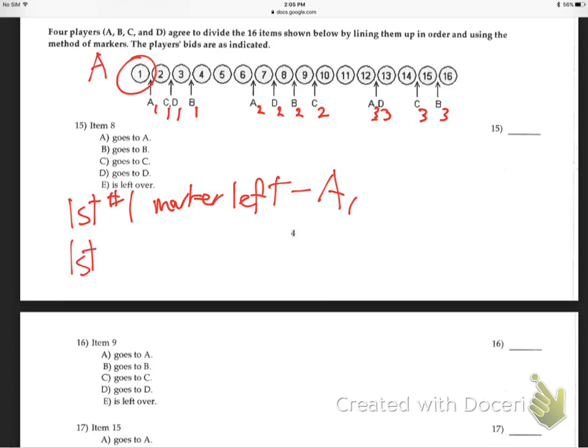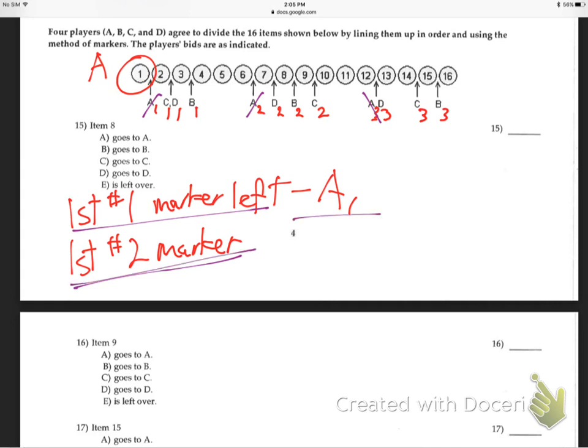Then you take the first number 2 marker. Now, one thing though is you have to take A out of the problem now. A's gone, because A's already got his allotment, and we're on to the other players. A was given his allotment, his piece of candy. Now, what's the first number 2 marker? We found the first number 1 marker, that was A1. What's the first number 2 marker? D2. Right there, D2. We might have thought A2, but A's out of the problem. So that's an easy place to mess up.